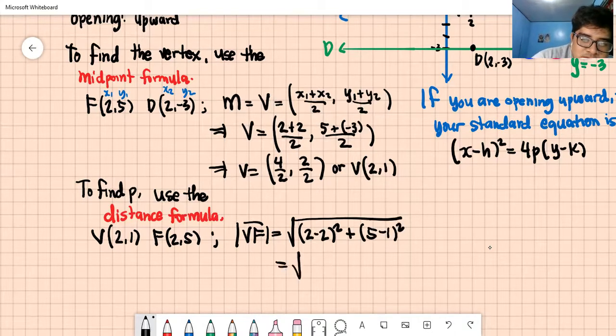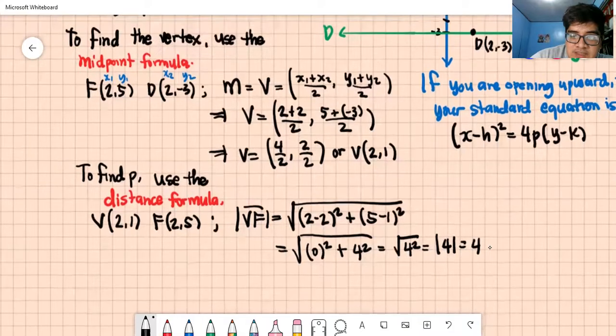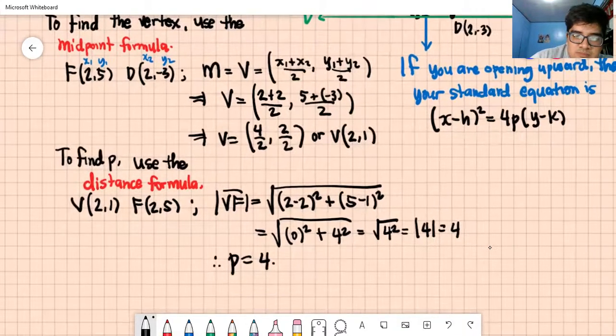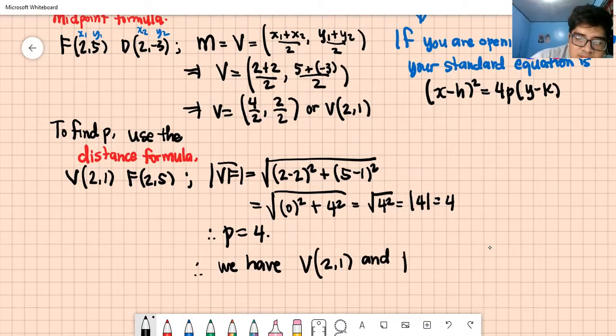So, this is just equal to 0 squared, 2 minus 2 is 0, plus 5 minus 1 is 4 quantity squared, or this is square root of 4 squared, or absolute value of 4 or 4. Tama? Naalala nyo na kung bakit absolute value, and I don't have to emphasize anymore. So, ibig sabihin, that is the value of P. P is equal to 4. So, therefore, we have vertex at 2, 1, and P is equal to 4.